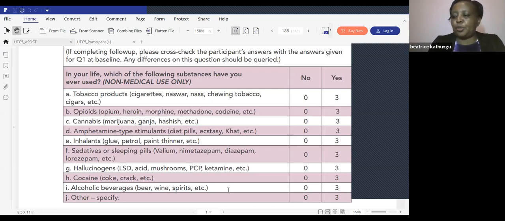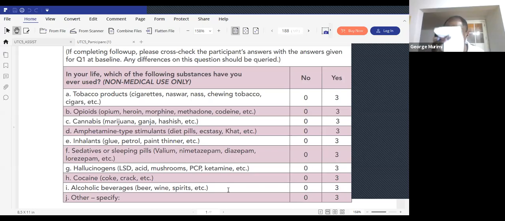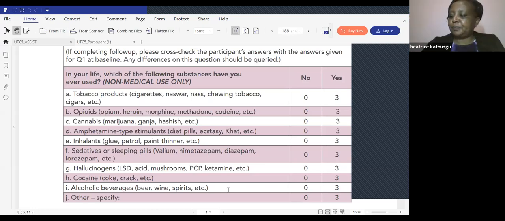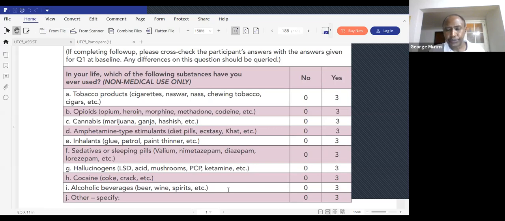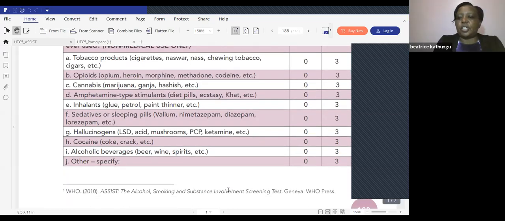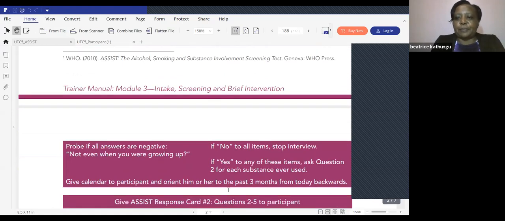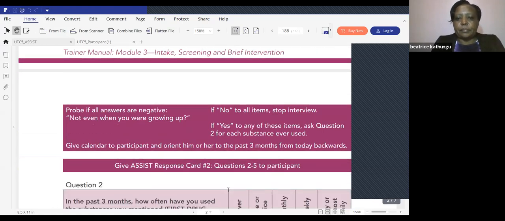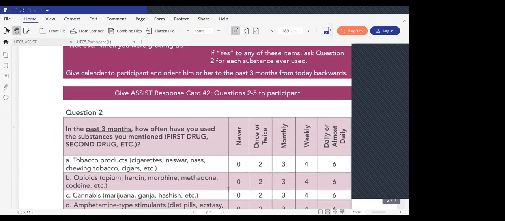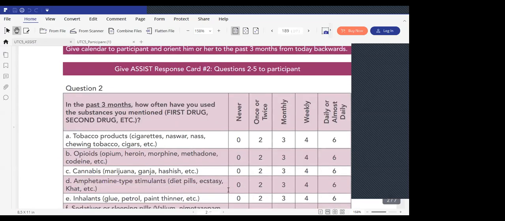But just before we do, I just want to confirm that you have used tobacco, you have used some opioids, you have used ganja, you have used some sleeping pills sometimes, and you have used alcohol. Am I correct? You're correct, Councillor. Thank you very much. So we are now going to proceed to question number 2. Now, participants, does anybody have a question up to there? None yet. Okay, thank you.